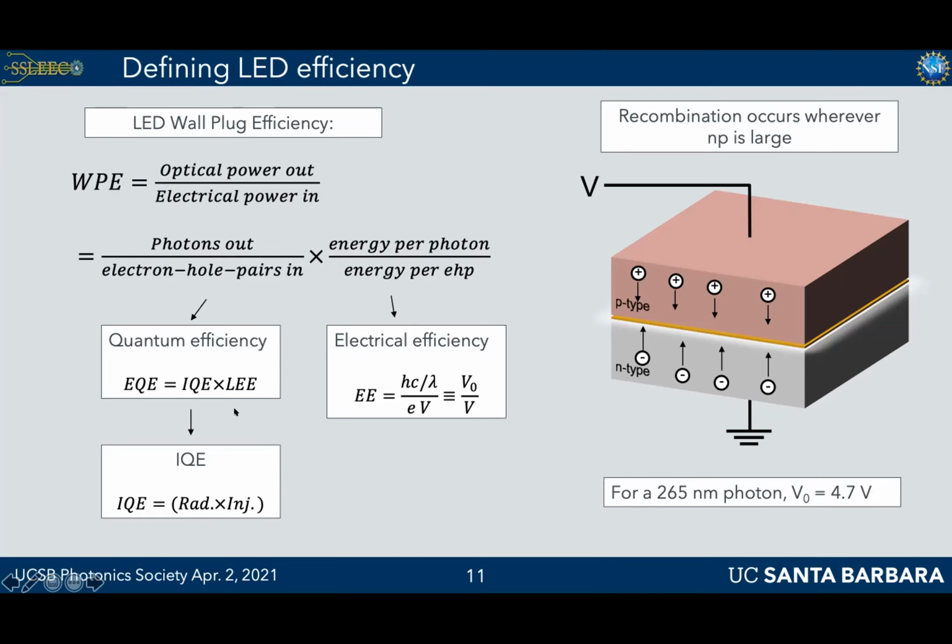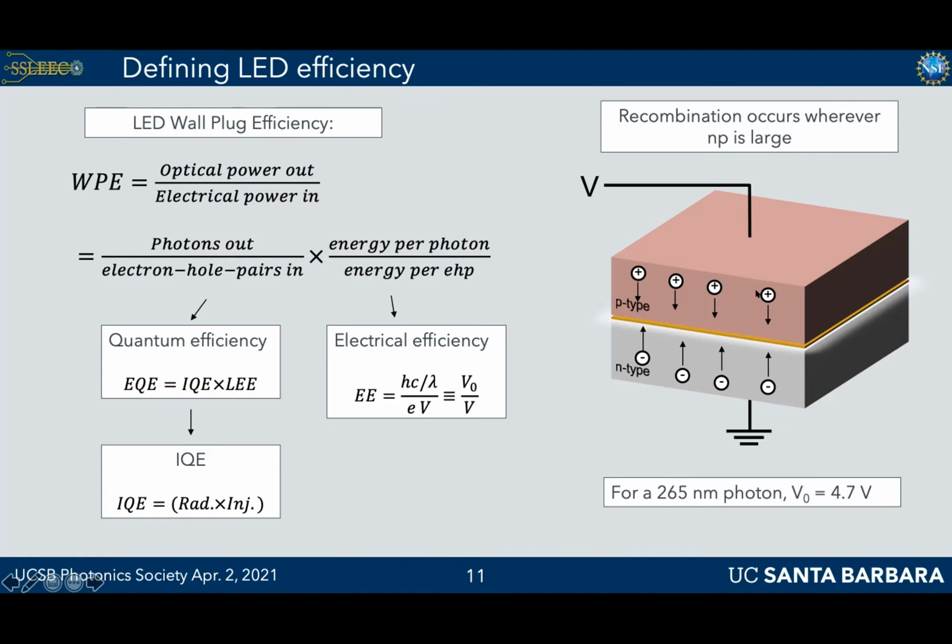And then finally, the EQE we can further break down into light extraction efficiency. That's what this term is here. That's just a function of how transparent your materials are. This is a big problem in UV devices because pretty much nothing is transparent in the deep UV. But we'll get to that later. And the internal quantum efficiency, which is the radiative efficiency times the carrier injection efficiency.